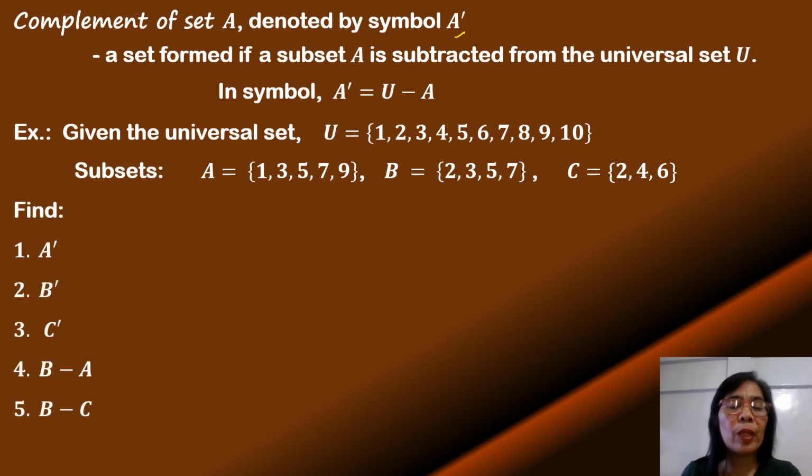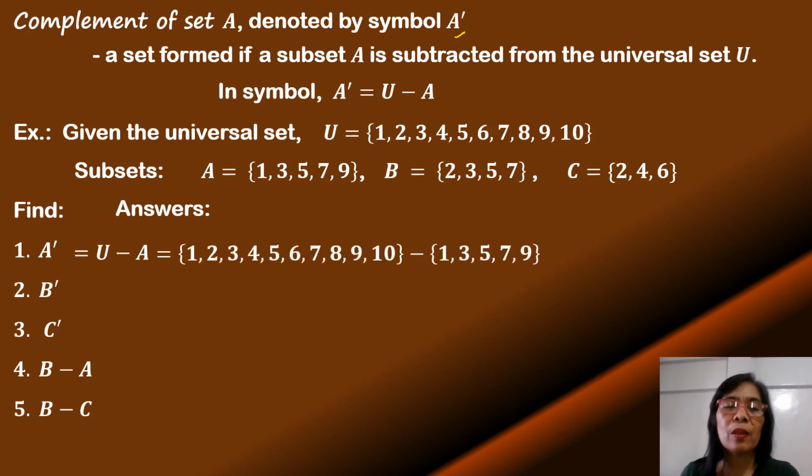Let us perform the following operations. A prime, or the complement of A. The complement of A means the universal set minus A. So the universal set has elements 1 to 10 minus the set A whose elements are 1, 3, 5, 7, and 9. So we are going to subtract all these elements 1, 3, 5, 7, and 9 from the universal set. So the complement of A will now be 2, 4, 6, 8, and 10.